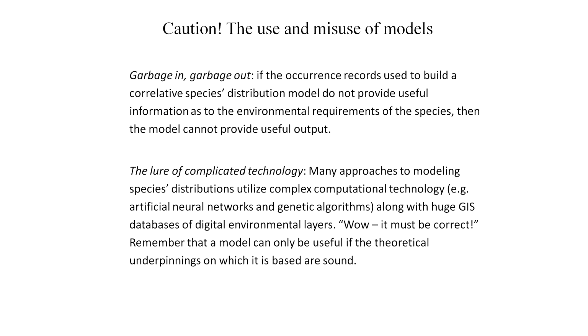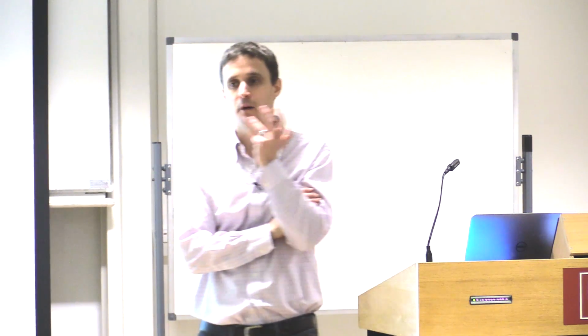But first, a few words of caution in terms of uses and misuses. First thing, if you put garbage in, you're going to get garbage out. That's the old adage that's relevant to distribution modelling, to any type of modelling really. If the data that you're putting in doesn't tell you what you think it does, then you're not going to get good information out. So in our case, if the occurrence records that you use to build this type of distribution modelling don't provide useful information about the requirements of the species, then the model can't provide useful output.